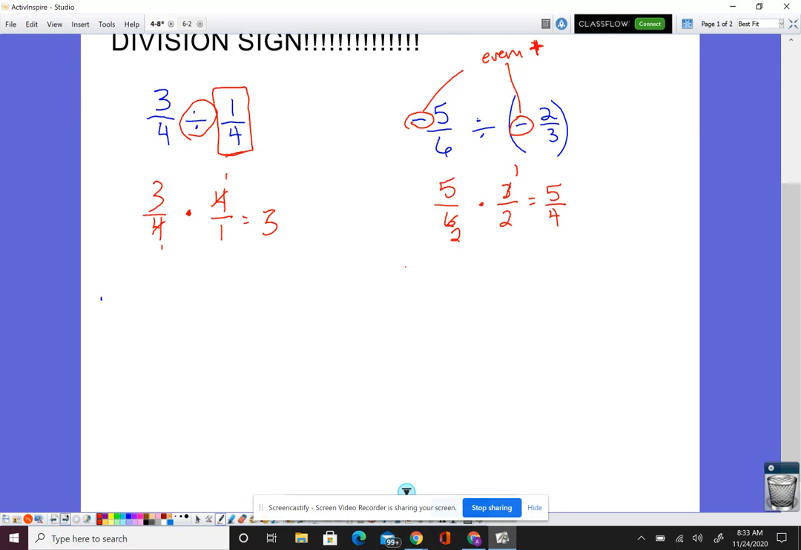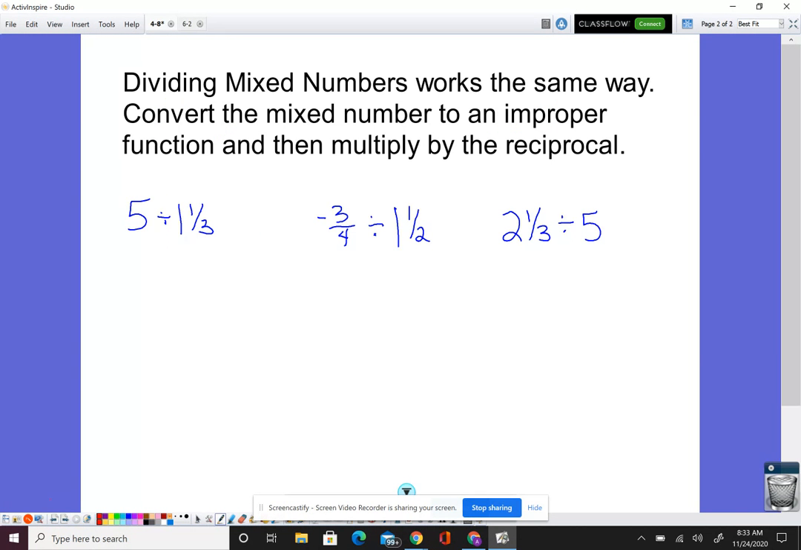Okay, let's move on to mixed numbers then. So dividing mixed numbers is the same way as what we multiplied. Convert your mixed number into an improper fraction. So that's the first thing we're going to do, before even dealing with the division sign, is make that into an improper fraction of 4/3. Once we do that, now we're going to take care of the division sign and change it into a multiplication and multiply by the reciprocal.